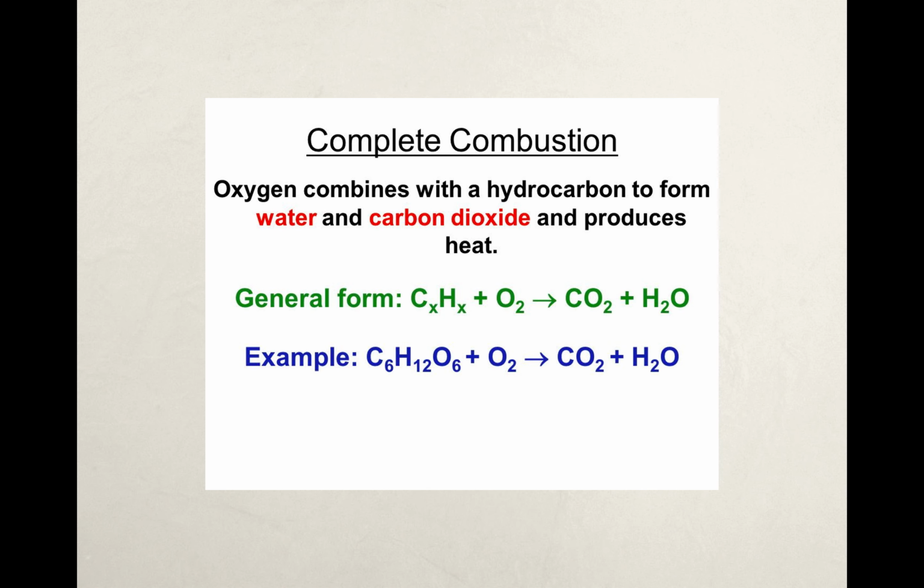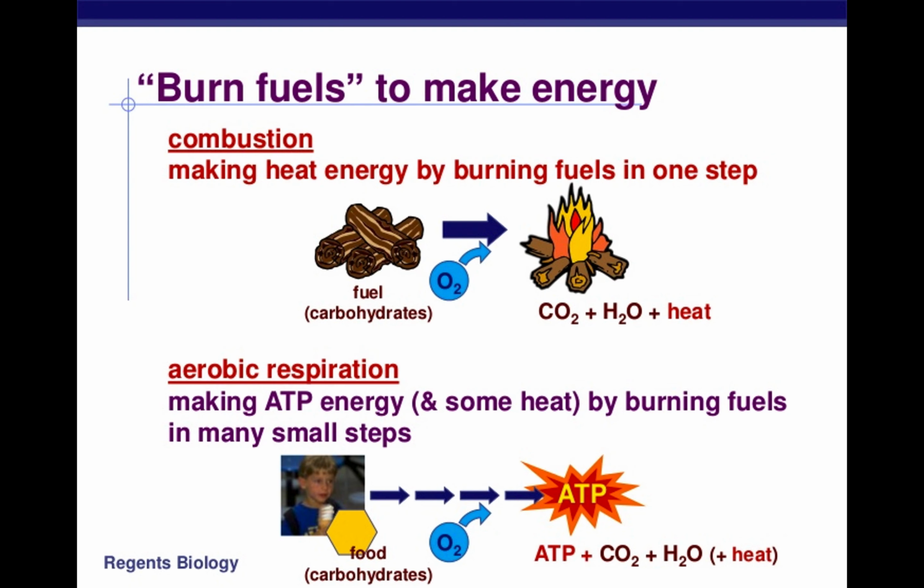The general form, it's some amount of carbon and hydrogen atoms plus oxygen yields carbon dioxide as well as water. An example is C6H12O6, which is glucose, plus oxygen yields carbon dioxide and water. We're basically burning fuels to make energy. So we do that to make energy that we can use, and that's what our bodies do as well to make energy for our daily functions.